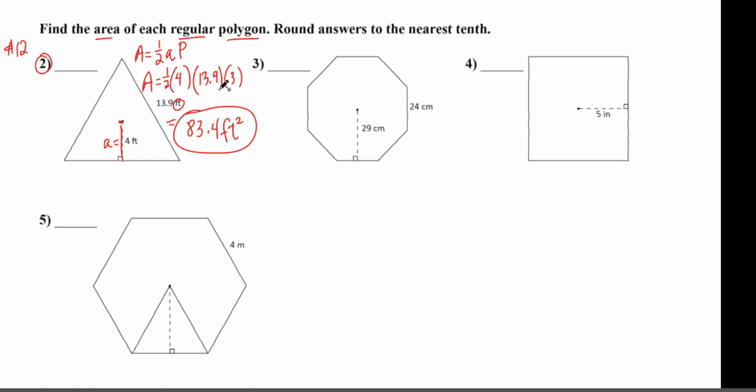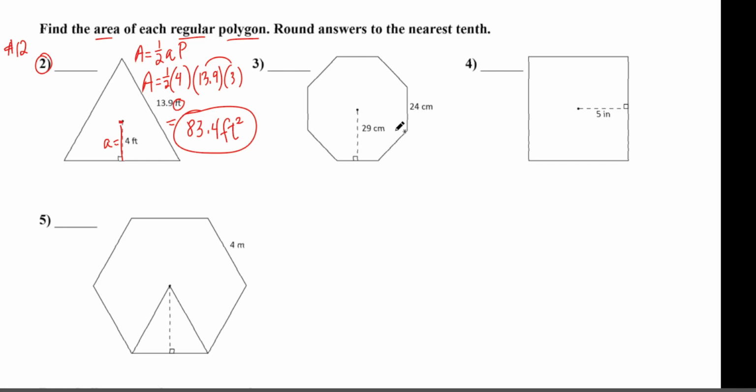Everybody good? Yeah, really easy. Okay, it's 1/2 times the apothem times the perimeter. The only thing semi-difficult about this was knowing that the perimeter was one of the sides, right? 13.9 times 3. Why did we get 3? Did we just pick 3 out of the blue? It's 3 sides. That's right.